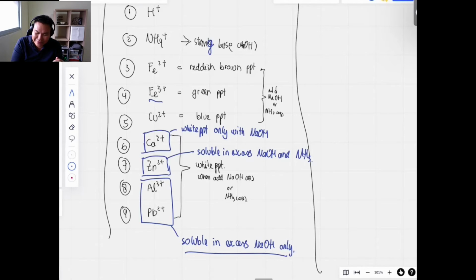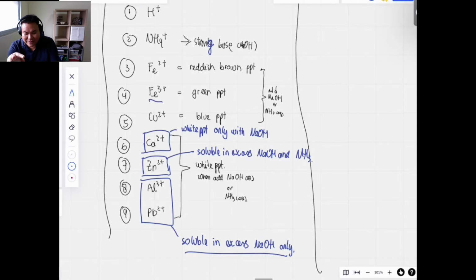This one, Fe3 plus, you add sodium hydroxide, then you get a green precipitate. Number 5 is Co2 plus, you add sodium hydroxide. You get a blue precipitate. So you must memorize the colors. Reddish brown is Fe2 plus. Green is Fe3 plus. Blue is Co2 plus.